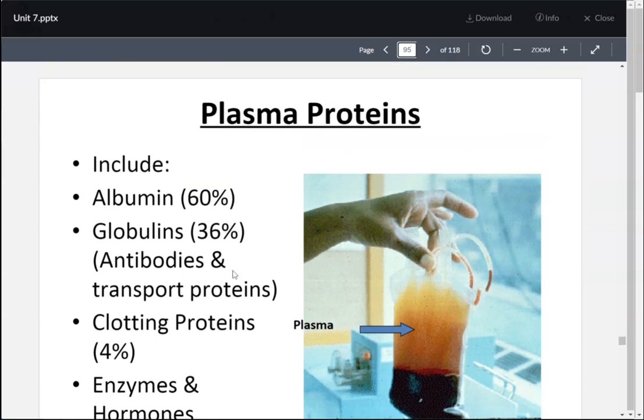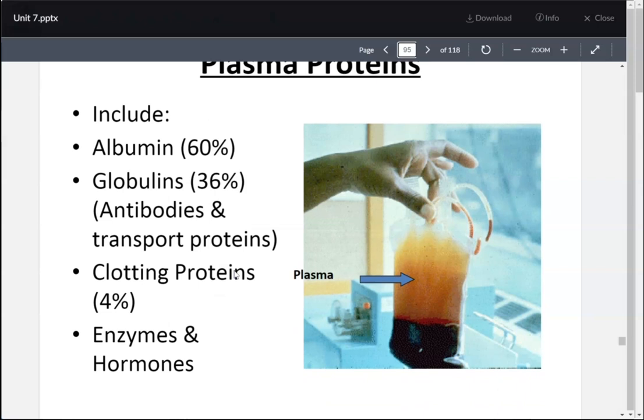Plasma proteins are going to include things like albumin, that is the primary protein. It makes up 60% of them. 36% of that remaining 40% is going to be globulins in the form of antibodies and transport proteins. Then the vast majority of that remaining 4% will be clotting proteins, and then a smattering of enzymes and hormones.